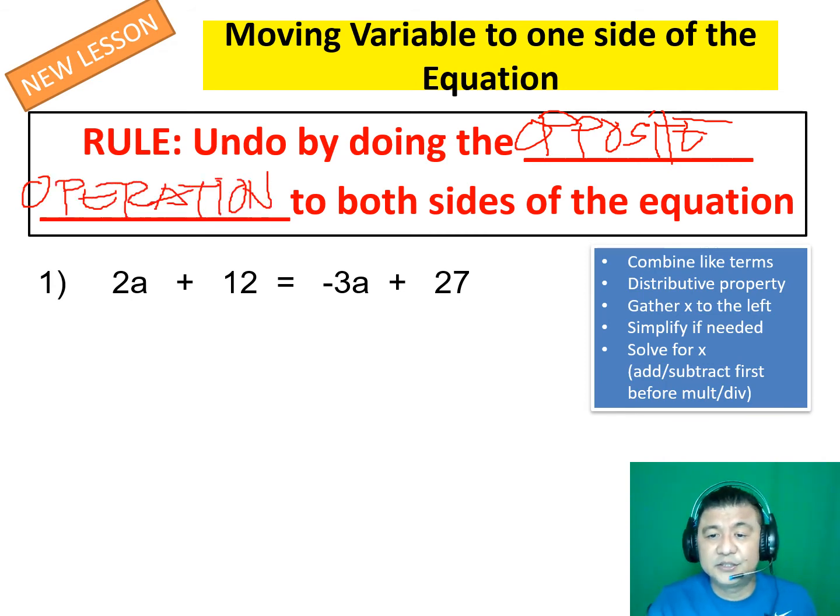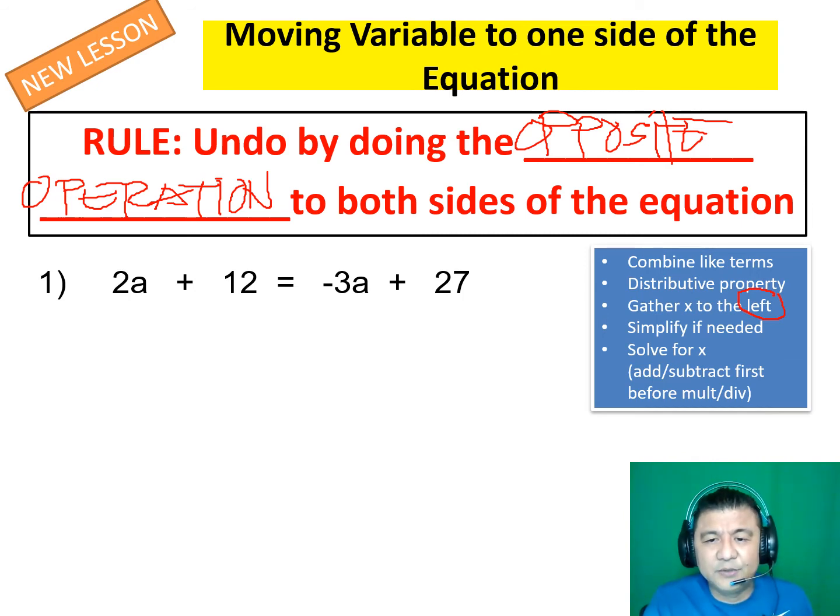Okay, and these are the steps. Combine like terms, distributive property, gather to the left. Now we want it to the left as an eighth grader, but eventually you learn that you can leave the x on the right or on the left, but for uniformity's sake we want it to be on the left. And then simplify if needed, solve for x, undo the plus and minus first before the multiply and divide. I'll explain that.